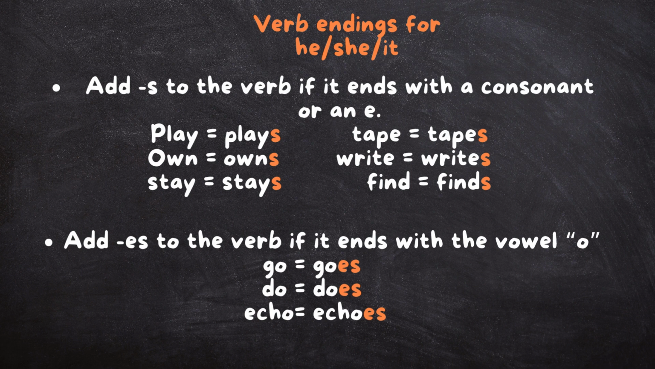The next rule: add es to the verb if it ends with a vowel. Now, every verb that has a vowel as its ending, we add an es to that verb. Popular examples of these verbs all end with the vowel o. So what do we do when we come to a situation like this? What we have to do is add es to the verb. So go, which ends with a vowel o, becomes goes with the es added to it. Do becomes does. Echo becomes echoes.